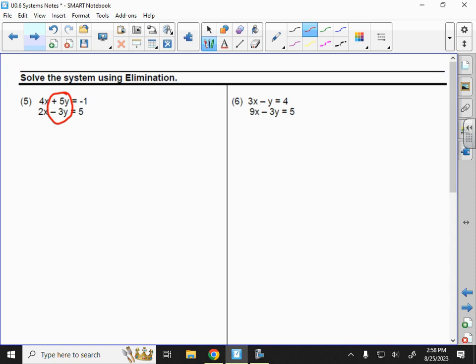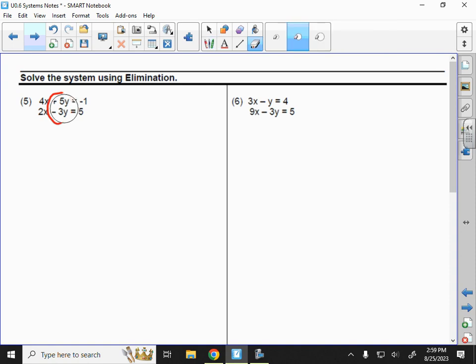So the way you figure out what number that you'd want them to be is find the smallest number that 3 and 5 would go into, and that's what you would want them to be. So the smallest number that 5 and 3 would go into is 15. So you'd want to make the top number a 15 and the bottom number a negative 15. To do that, you can multiply the 5 by positive 3 and the bottom number by positive 5, and that would turn them into positive 15 and negative 15, and they would eliminate.